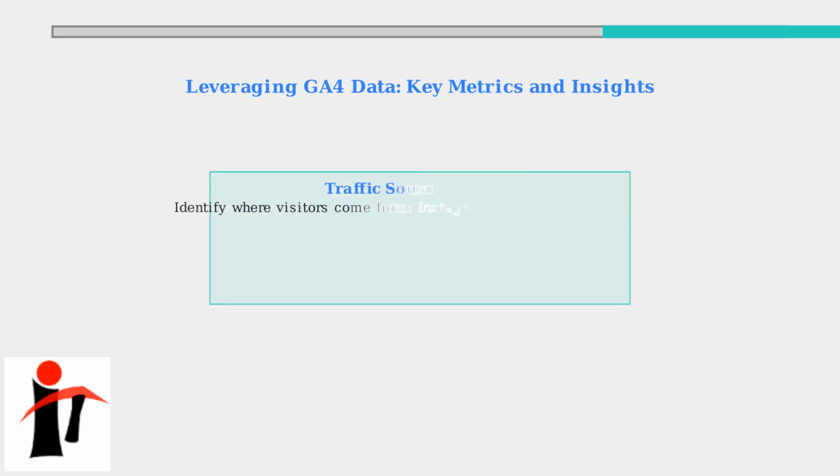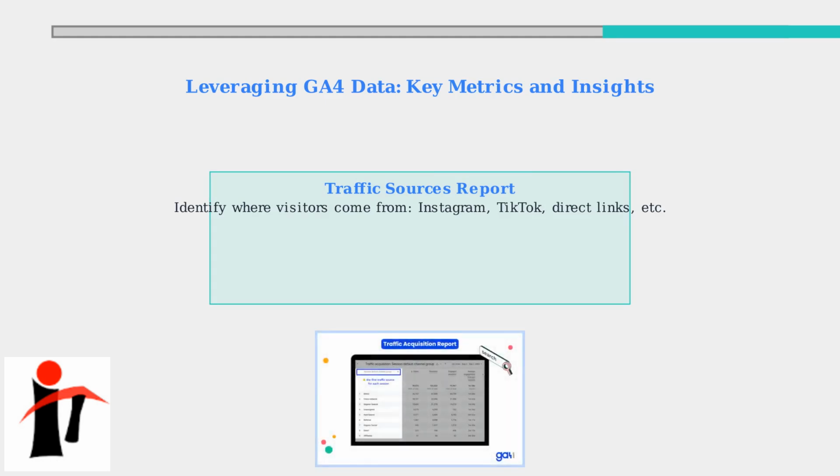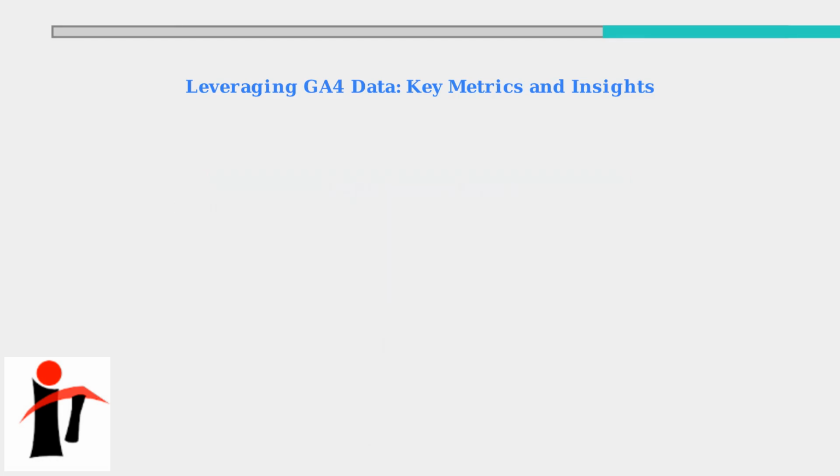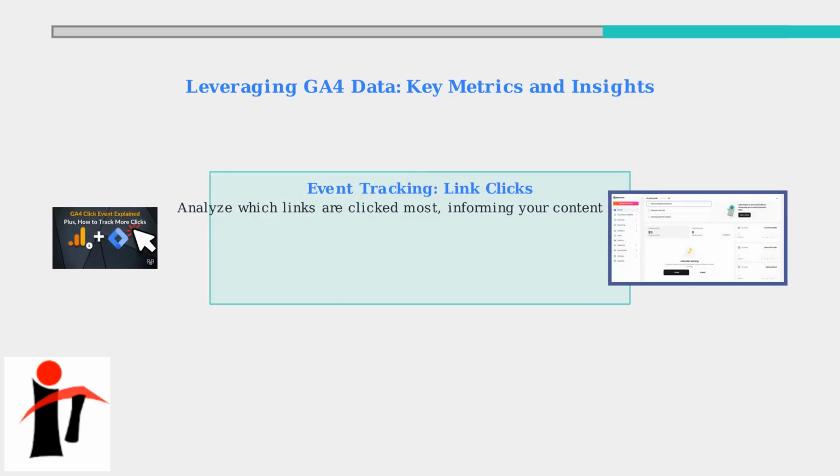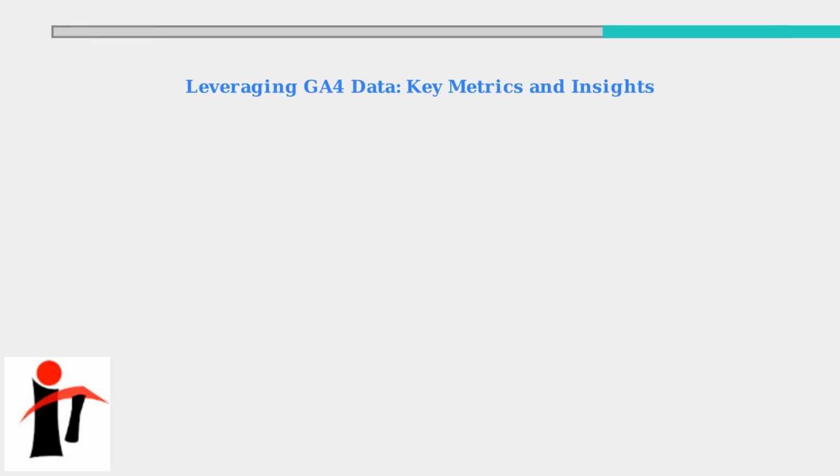The traffic acquisition report is crucial for understanding your audience. It reveals which platforms drive the most visitors to your Beacons.ai page, such as Instagram or TikTok, helping you focus your marketing efforts. GA4's event tracking allows you to see which specific links on your Beacons.ai page are most popular. This data helps you optimize your bio page by highlighting what content resonates most with your audience.